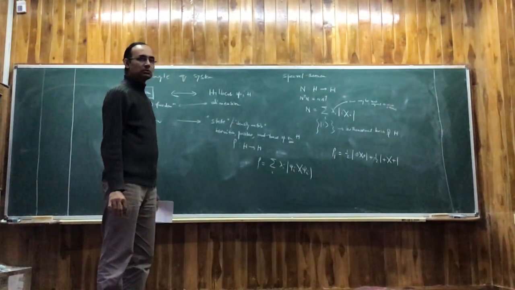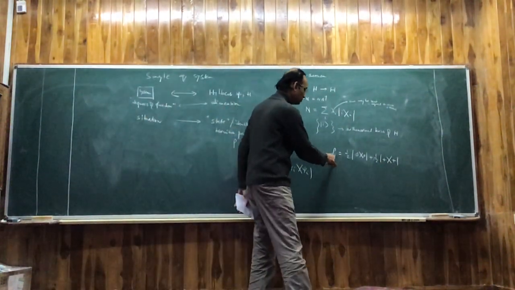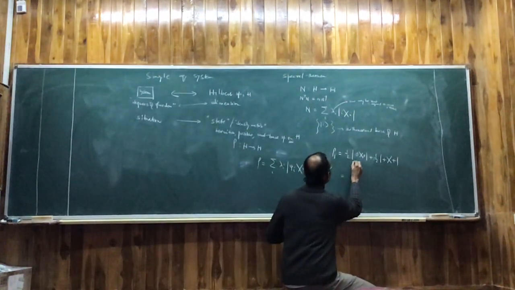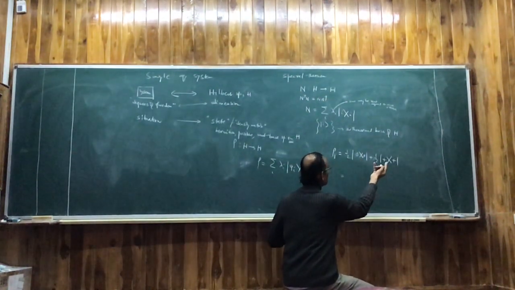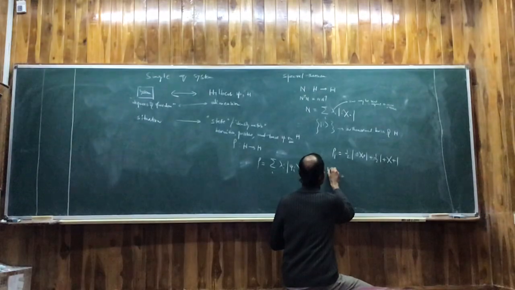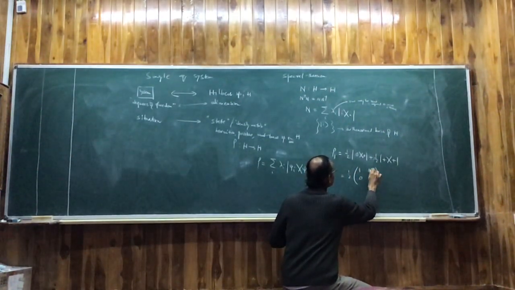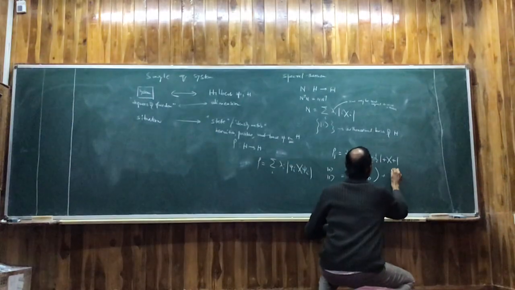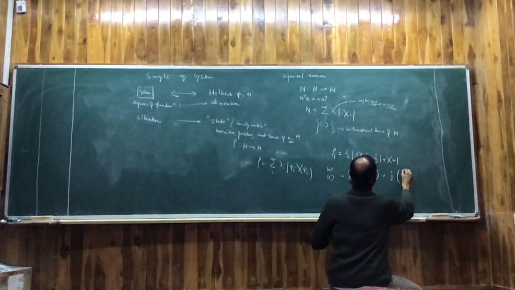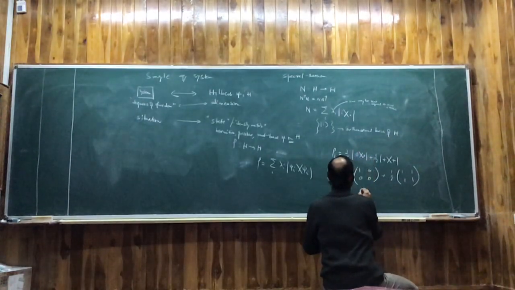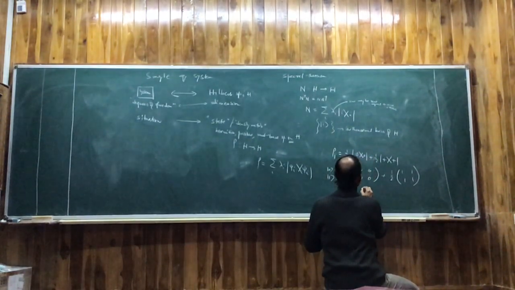Sir, I didn't get it. Can you please explain? Yeah, so you can write it. You have to choose a basis. Suppose you choose the 0, 1 basis. Then this is half of 1, 0, 0, 0. And this is 1, 1, 1, 1. And then you add these, and you get the matrix.